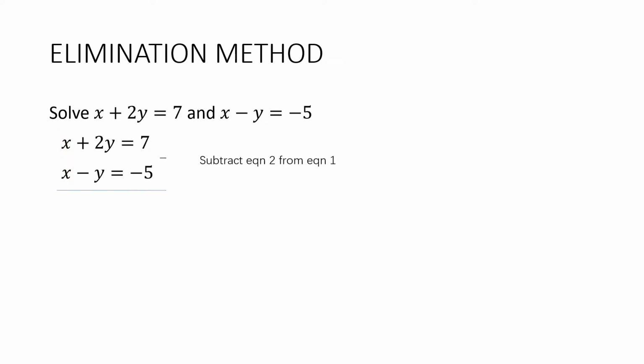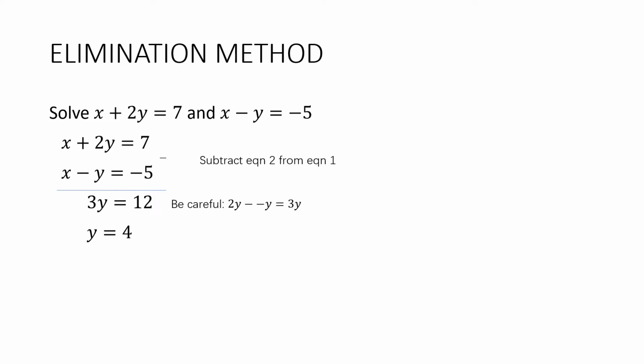And if I subtract equation 2 from equation 1, I'm going to get rid of that x. So x take away x is 0. 2y take away -y. Now be careful here. 2y take away -y is 2y plus y. That's equal to 3y. And then 7 take away -5, again, 7 plus 5 is 12. So we've eliminated the x. Now let's solve for y. Divide both sides by 3. y is equal to 4.